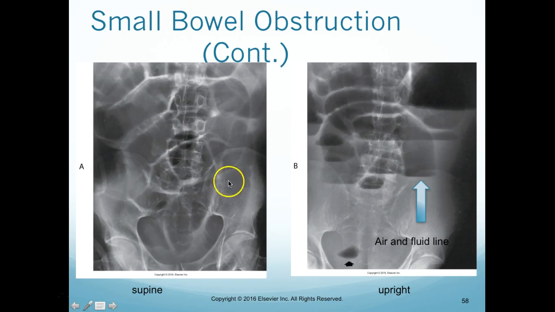So this is supine. You can see the bowel gas pattern is just kind of all over. You have really thickened, widened loops of bowel. And then here, when you do the upright, it's really important that you see these lines. If you see this line, then you know you have layering of the fluid and the air. So this is a small bowel obstruction.